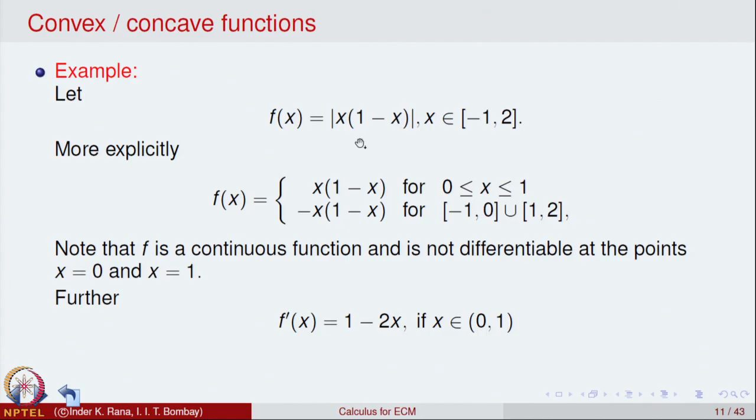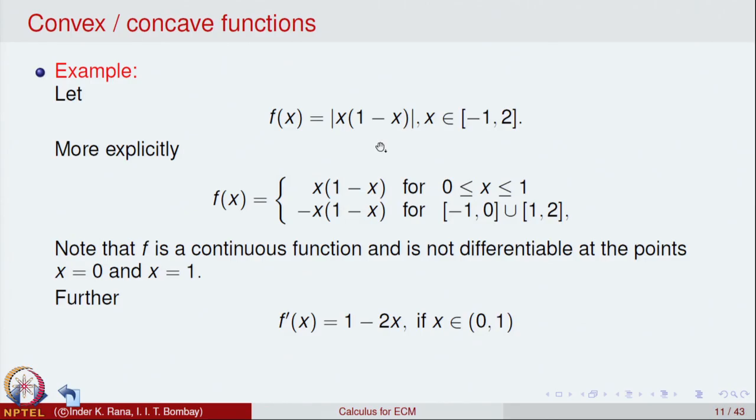For such a function you should observe that if x belongs to minus 1 to 2, then x could be negative or x could be positive. And here is the formula for the function which involves absolute value. We know that the absolute value of a real number is the number itself if the number is positive and it is minus of the number if the number is negative. So, this value will change according to where x is.